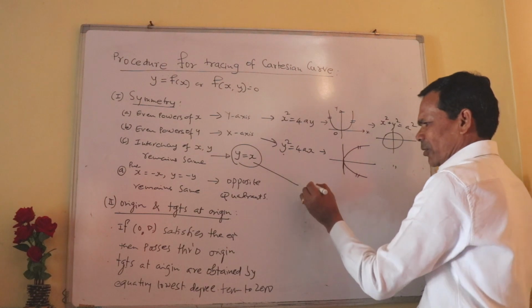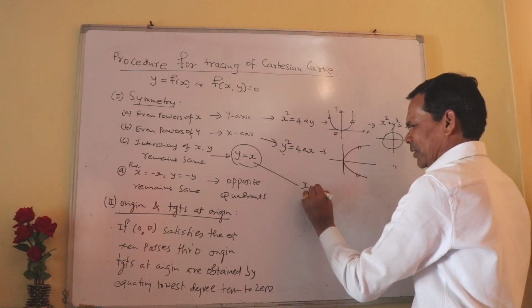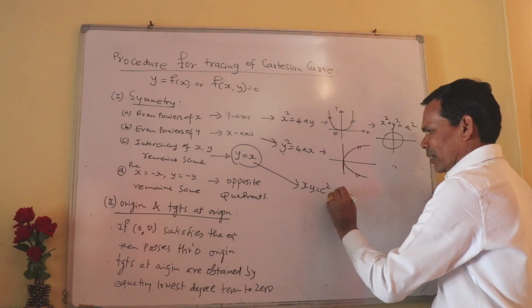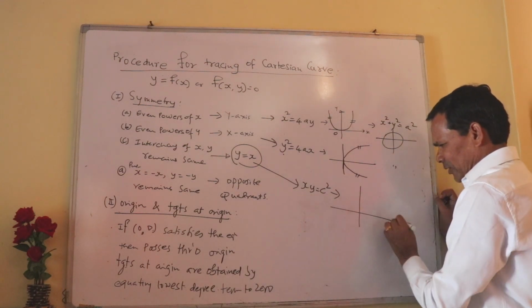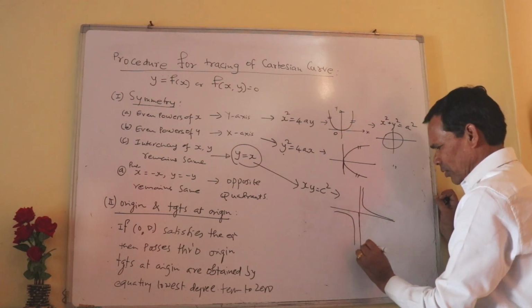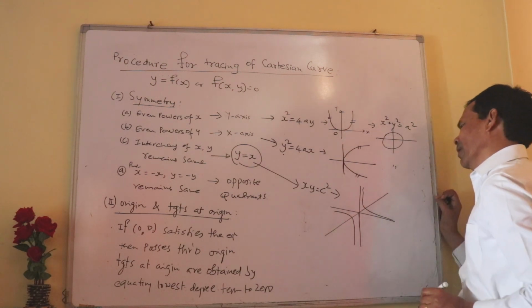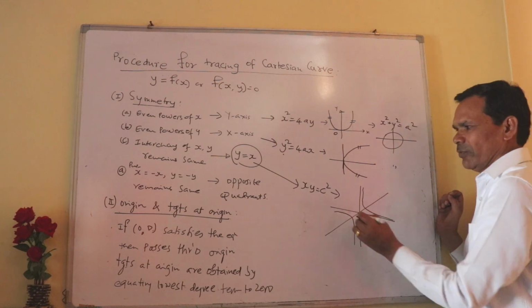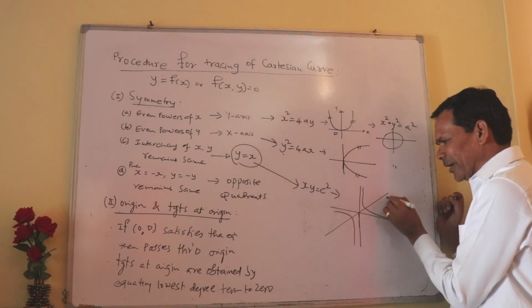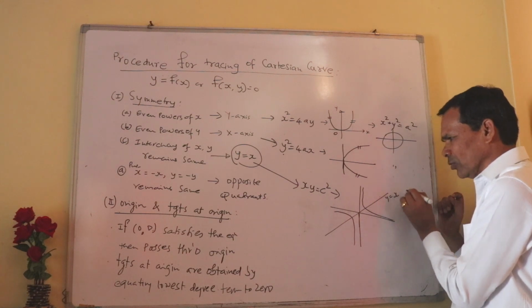Suppose I take some curve here, say xy is equal to c square. This is a rectangular hyperbola, and you know, it is something like this. So this hyperbola would be something like this. This is the curve. If you observe, it is symmetrical about the line y is equal to x. If you interchange x and y, the equation remains the same.